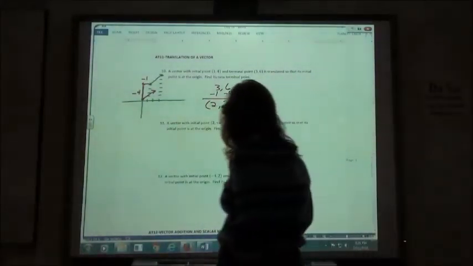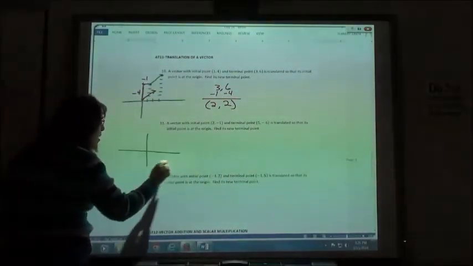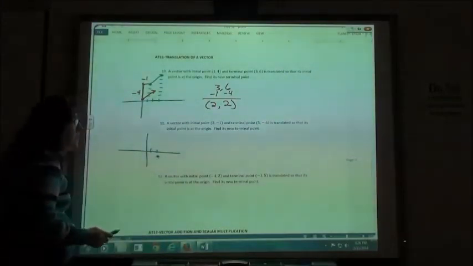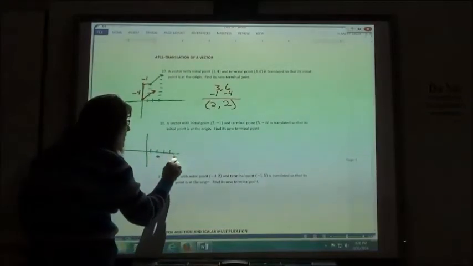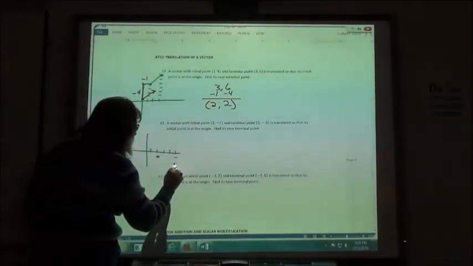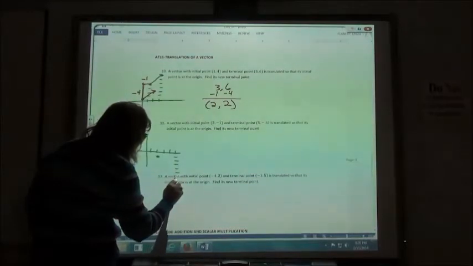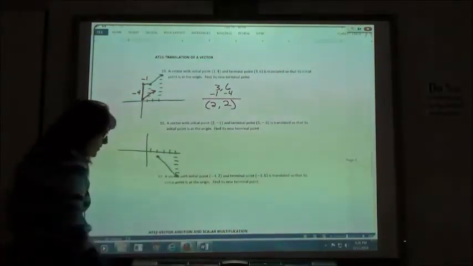Number 11, same kind of thing. My vector has initial point at 2, negative 1. So 2 over, down 1 is my initial point. My terminal point is 5, 1, 2, 3, 4, 5, negative 6. 1, 2, 3, 4, 5, 6. Somewhere down there. So my vector's going like this.